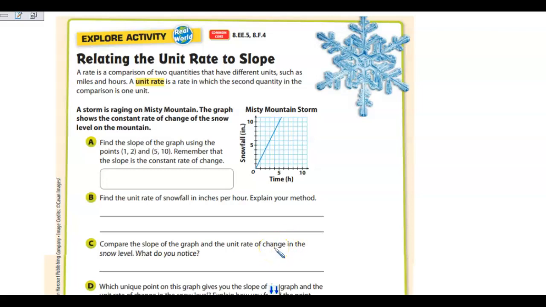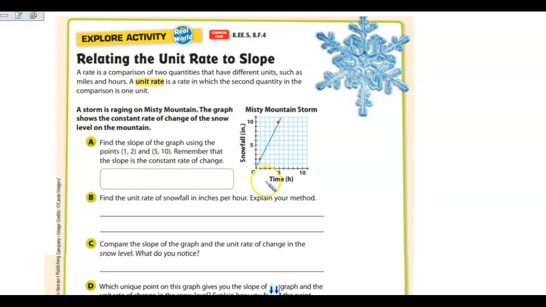A storm is raging on Misty Mountain. The graph shows the constant rate of change of the snow level on the mountain. And so what they've done is they've drawn this graph. They kept track of the time in hours and the snowfall in inches. They want us to find the slope of the graph using the points (1, 2) and (5, 10), which can be found on this line. So at (1, 2), it's here, and at (5, 10), it is here.